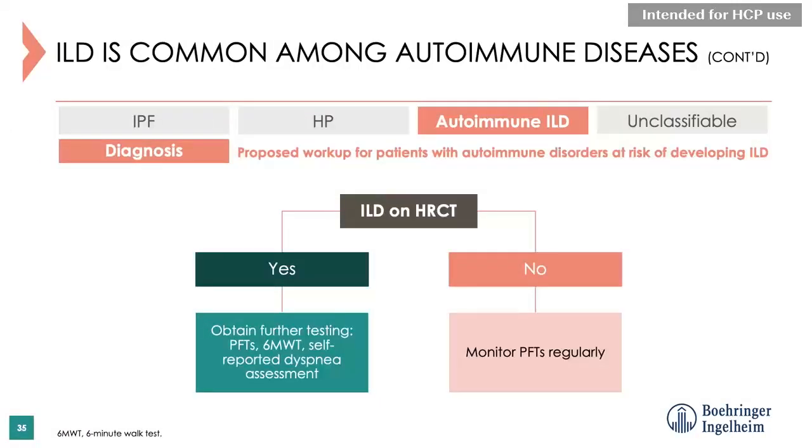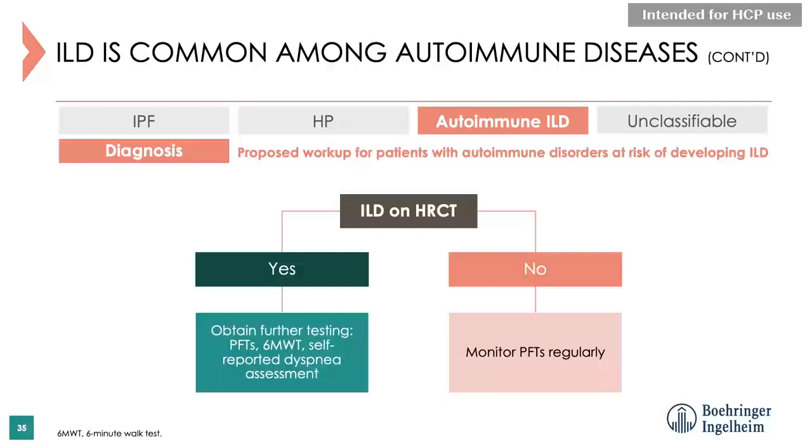It's important to note that interstitial lung disease is common in patients with autoimmune disease. So if you make a diagnosis of rheumatoid arthritis or systemic sclerosis, it's important to consider a high-res CT at the time of diagnosis for these patients because a good number of them will actually have ILD. And so if they have ILD at the time of diagnosis of their autoimmune disease, it's important to obtain the appropriate workup, including pulmonary function tests, doing a 6-minute walk test, assessing their dyspnea, and referring to an ILD center.